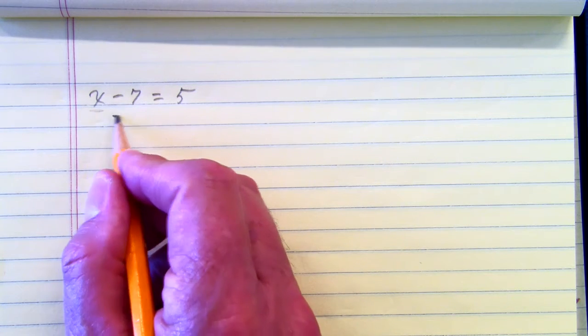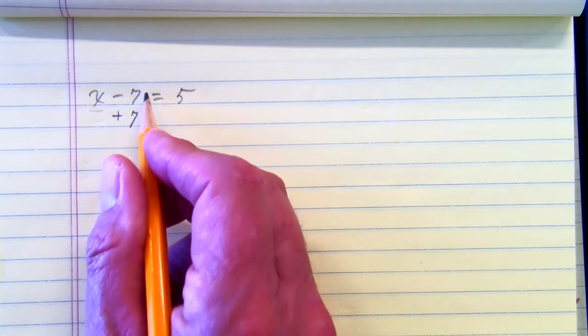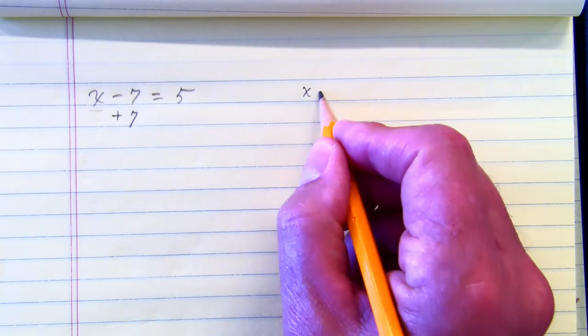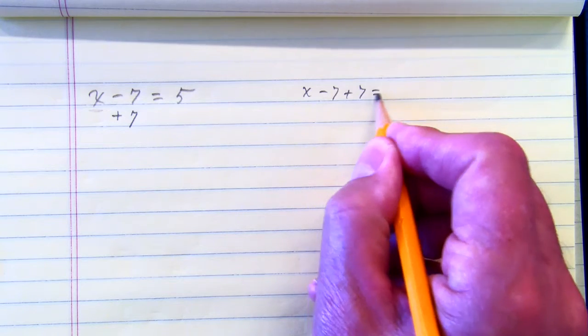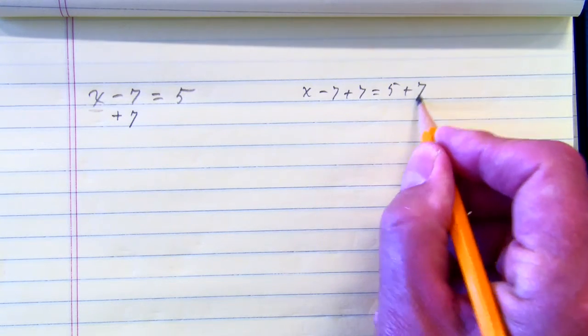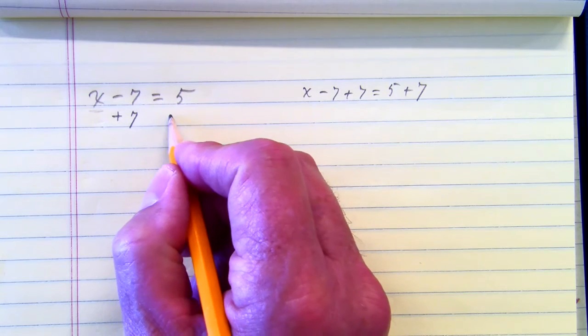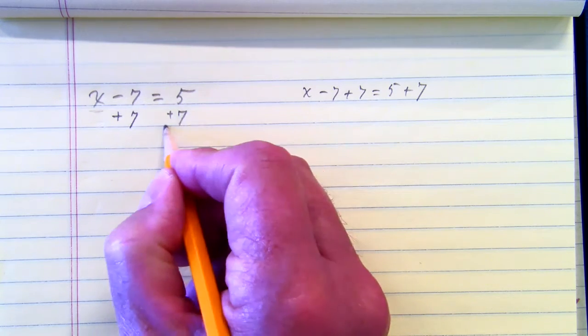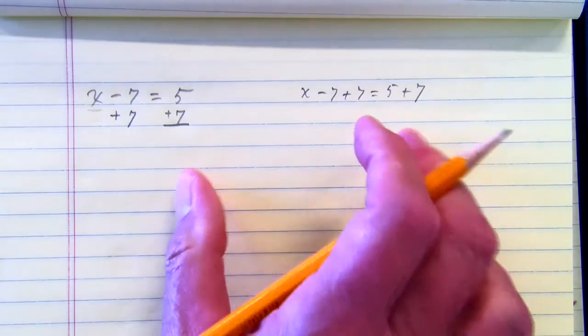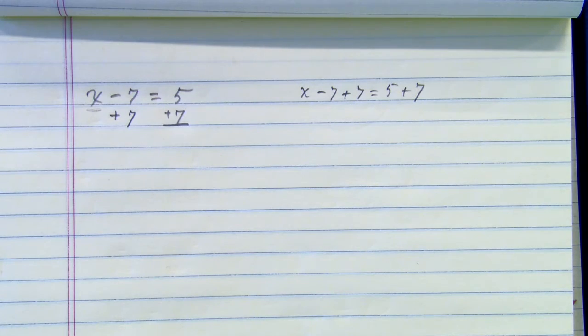Now, I like this vertical method. Sometimes some people put it up here. We'll write it like this. X minus 7 plus 7 equals 5 plus 7. This is how I learned to do it in school, many years ago. But I actually kind of like this better. So now we're going to put plus 7 down here. Okay? Whichever you're comfortable with is just fine. Okay?